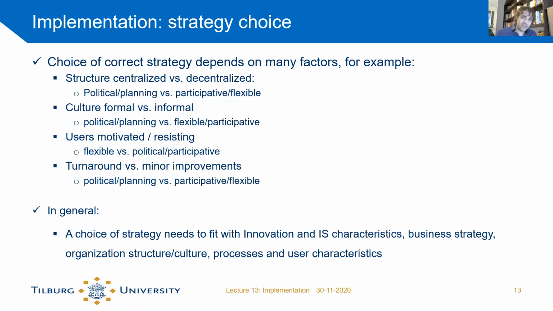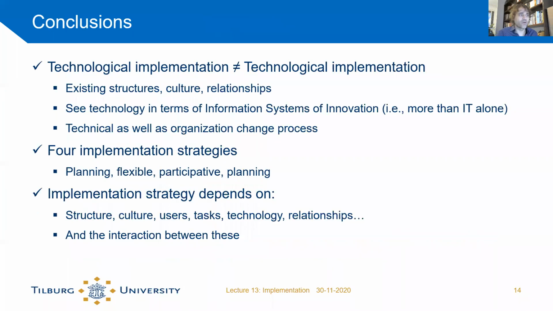So if your organization is very centralized, then a life cycle strategy or political strategy may work best. If your organization is decentralized, then it's probably participative or emergent that works best. Whether the users are motivated or resisting, whether your culture is formal or informal, whether the innovation is really a turnaround versus a minor improvement, that all determines which implementation strategy is best. So in general, it really needs to fit every other aspect of the organization.